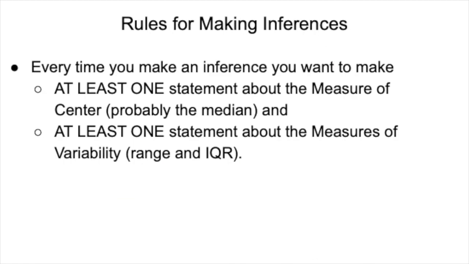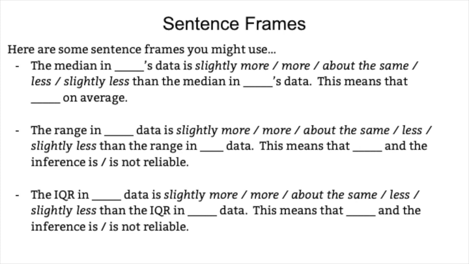When you're making inferences, it's important that your inference includes at least two statements. At least one statement should be made about the measure of center, and you're probably going to be talking about the median. And you should have at least one statement about the measures of variability, such as the range and the interquartile range. Here are some sentence frames that you might find useful. You can print this page out, copy these down, or refer back to this part of the video at any point.